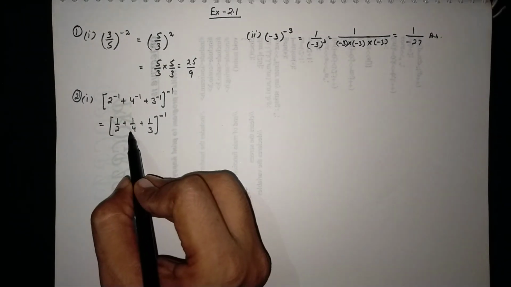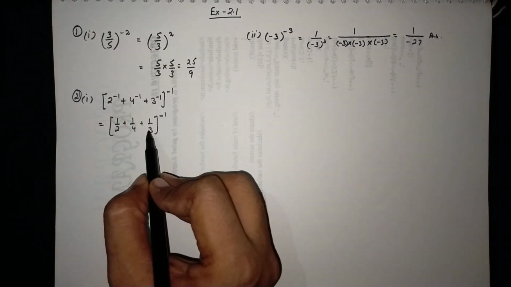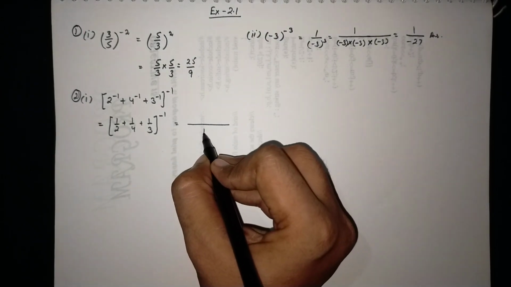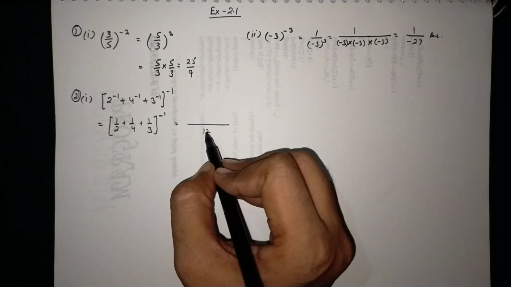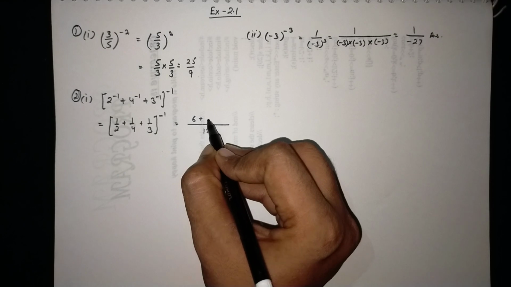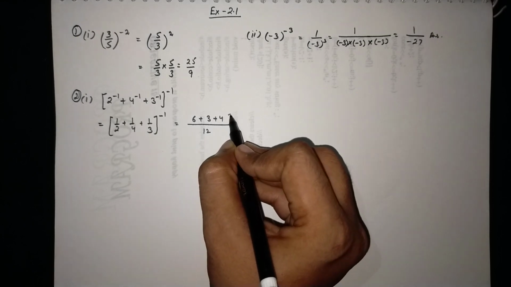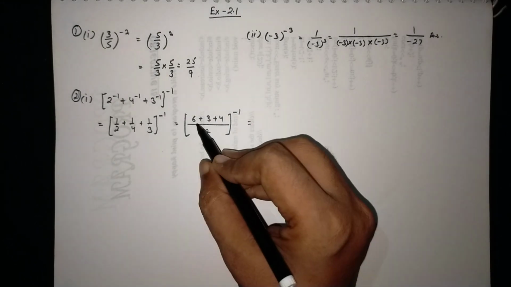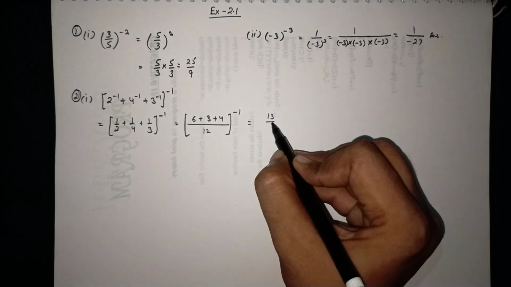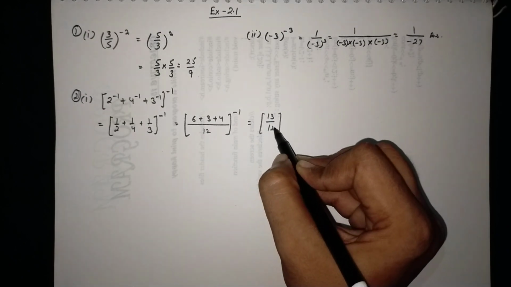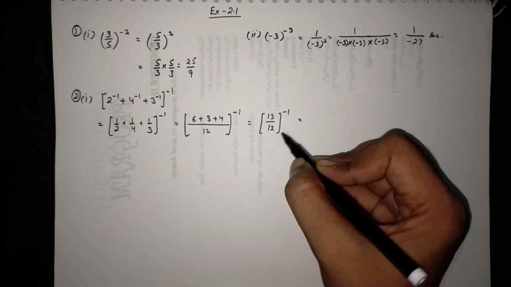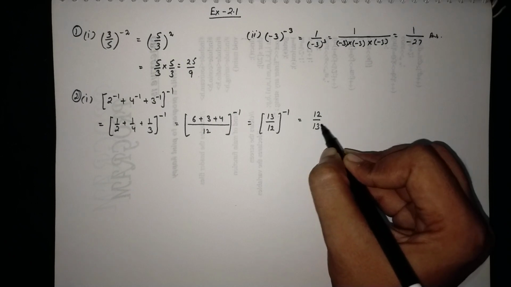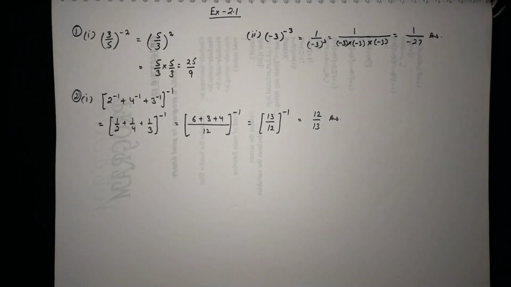Then we are going to take the LCM of 2, 4 and 3. The LCM of 2, 4 and 3 will be 12, and 2 sixes are 12, 4 threes are 12, and 3 fours are 12, whole to the power minus 1. Now this can be written as the sum, that is 13 upon 12 whole to the power minus 1, and on taking the reciprocal of this, you will get 12 upon 13 as your answer.